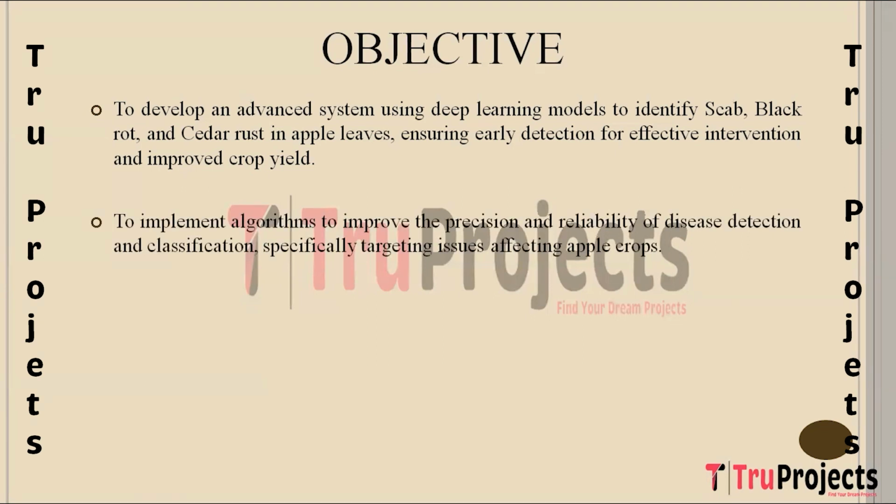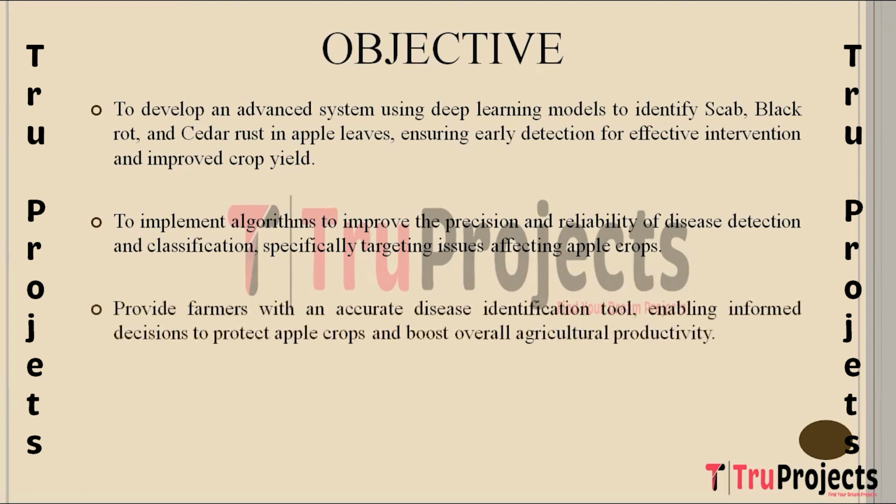And we aim to implement algorithms and techniques to enhance the accuracy of disease detection, ensuring reliable and precise identification of specific issues affecting apple crops. And the aim is to provide a practical tool for farmers by delivering accurate disease identification, empowering them to make informed decisions to safeguard their apple crops and enhance overall agricultural productivity.